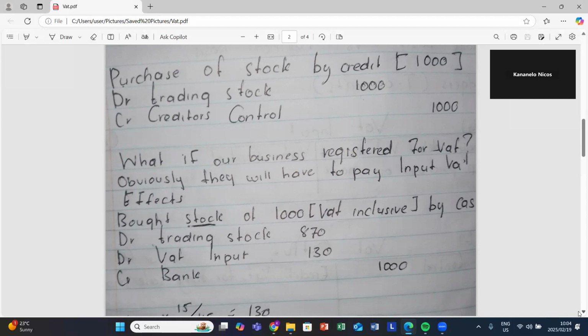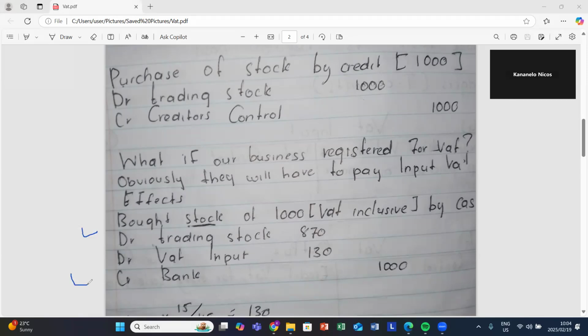by cash. First thing that you're going to do, the three accounts which are going to be affected are trading stock and also bank. And these are the common ones. And then also, since you're registered for VAT, you will have to debit your VAT input since you paid VAT. In your bank, you'll credit the money that you have paid. Whether you pay VAT exclusive or inclusive doesn't matter for VAT input, but with regards to your bank, you always credit the amount that you paid. So in this situation, you paid 1,000 rand.